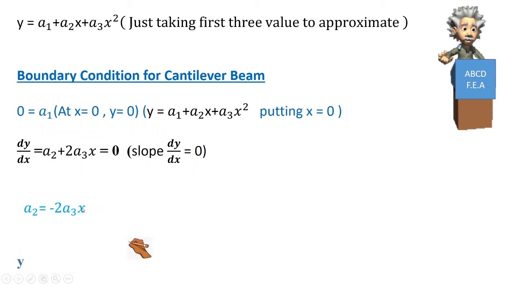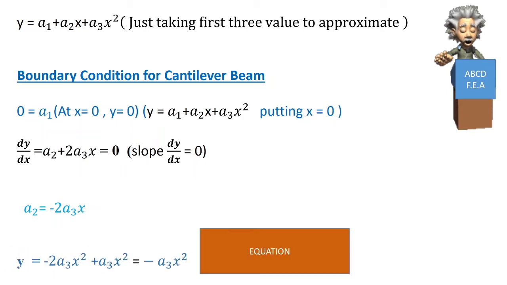So finally this is our equation. Boom, we got the equation. So we finally got, by our assumption and hit and trial method, our deflection equation. Now the deflection equation is equal to minus A3x square. Now the Rayleigh Ritz method.